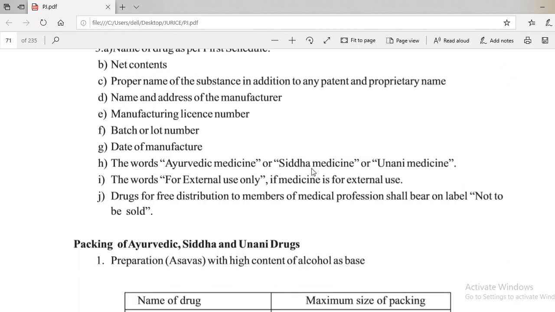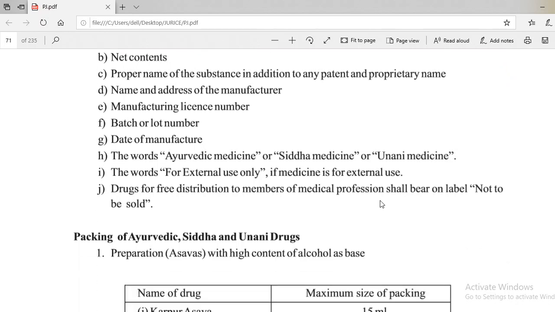We have also seen such medicinal samples, which we can call MR samples, that are with the doctors. On those particular drugs or on that particular packaging, the label 'not to be sold' is also mentioned.